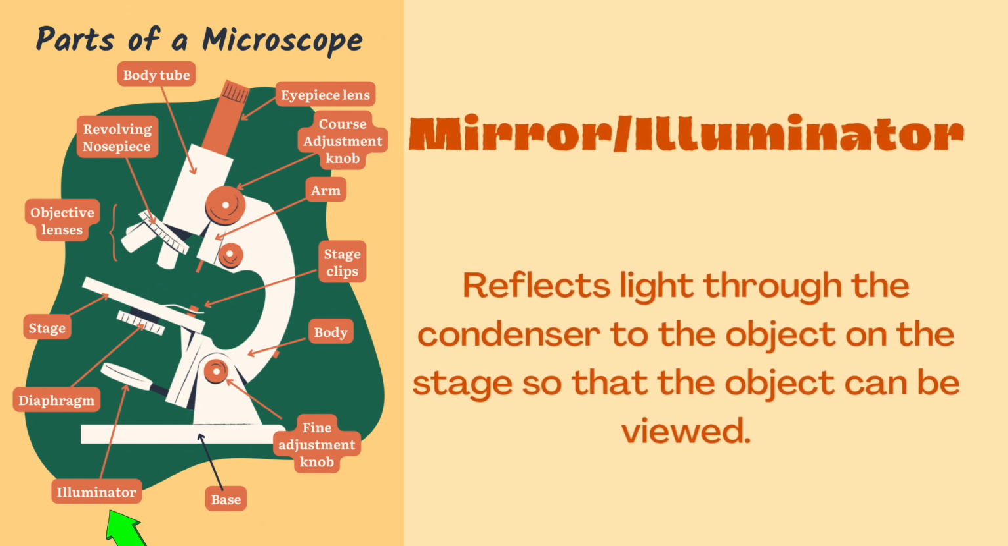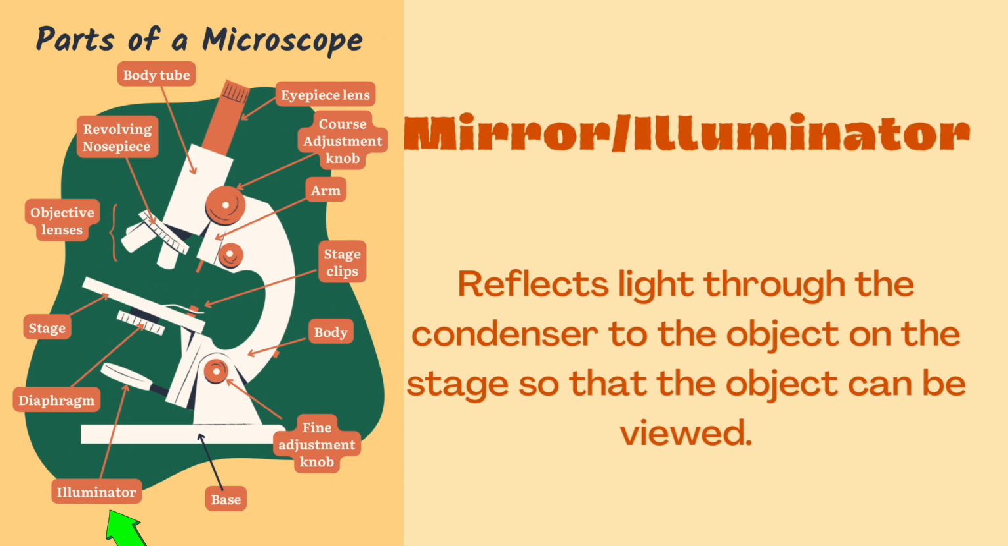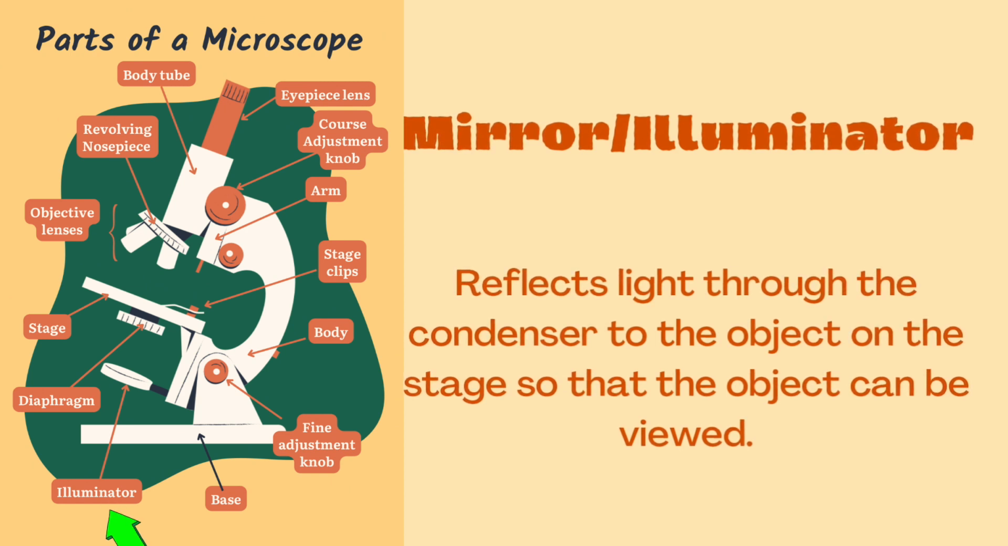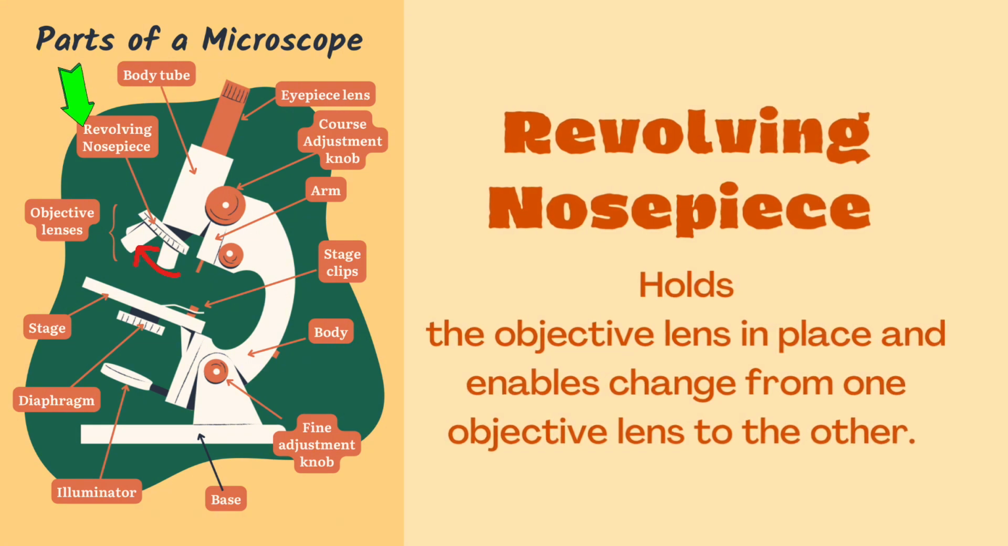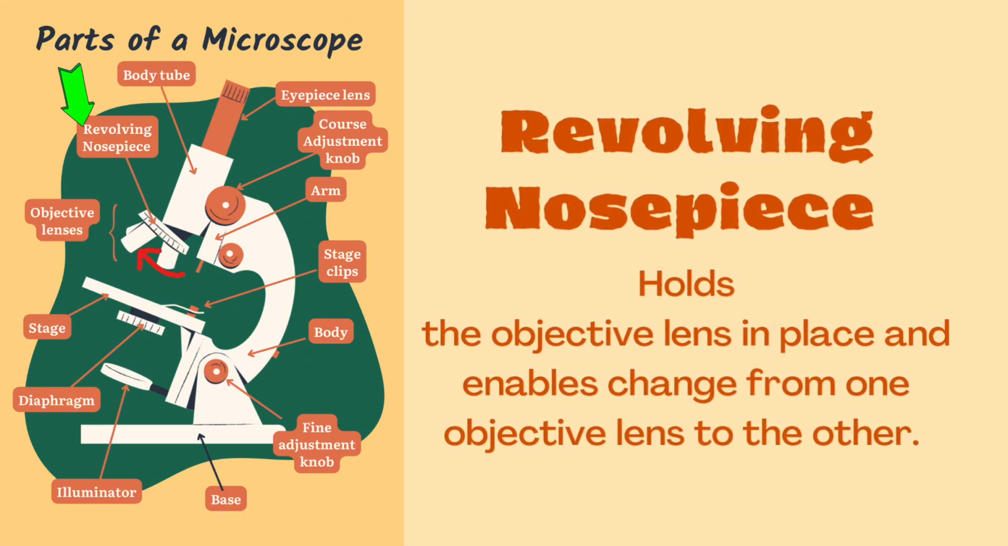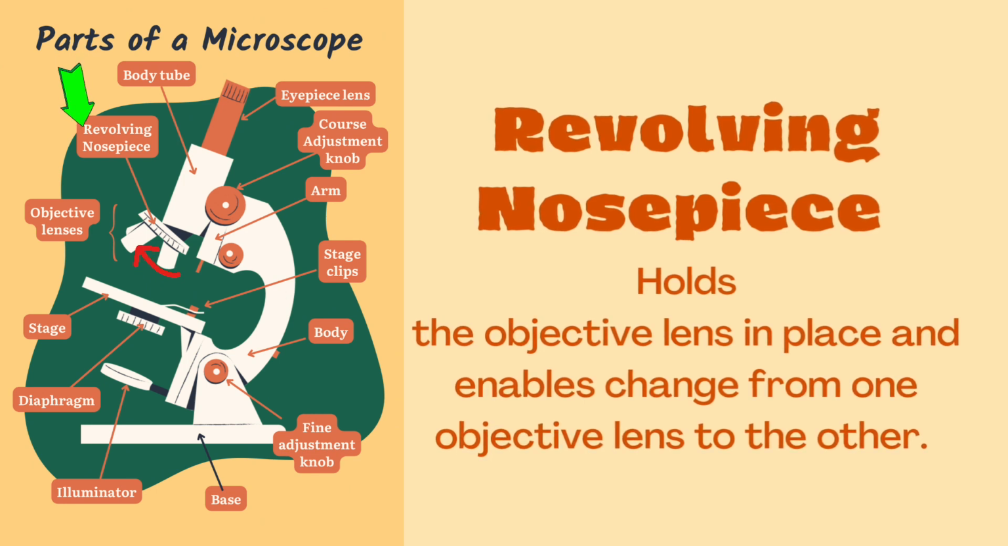Next is a mirror or illuminator. It reflects light through the condenser to the object on the stage so that the object can be viewed. A revolving nosepiece holds the objective lens in place and enables change from one objective lens to the other.